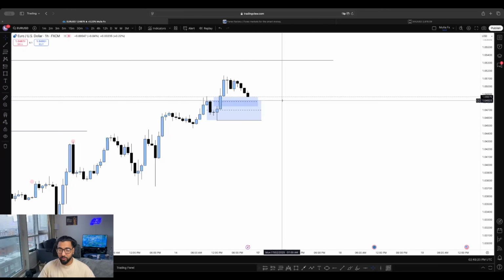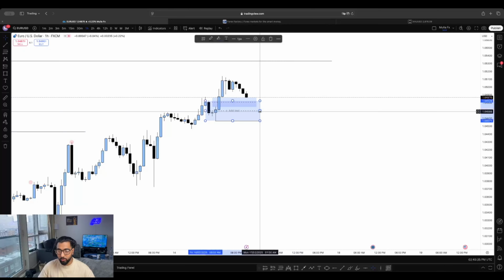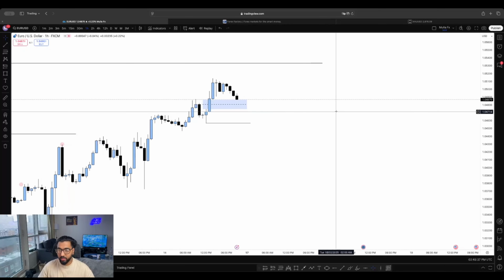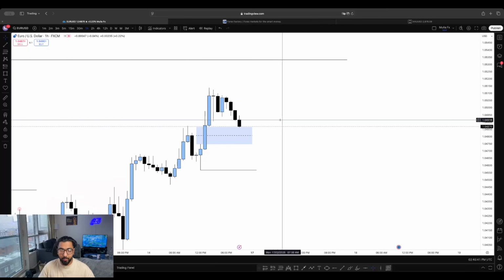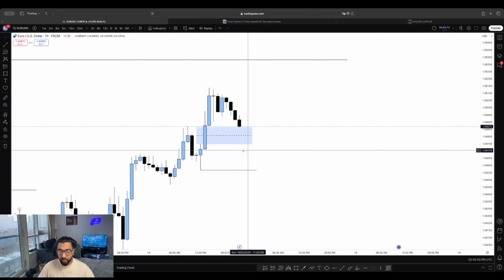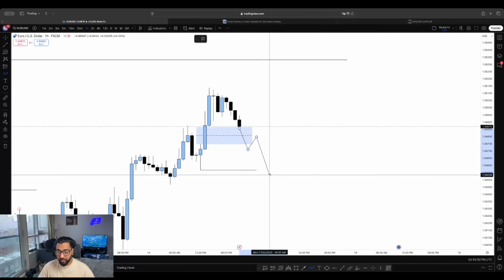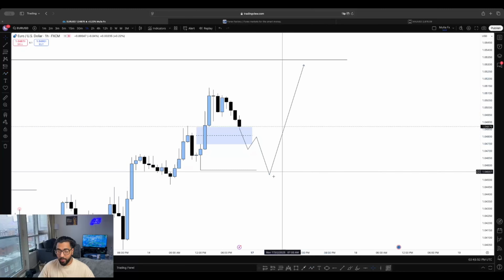So this one overlaps with the fair value gap. So I won't mess up my charts too much. I'll probably just keep this right here. And so now what I'm doing is I'm just going to wait and see how the market reacts. If the market just pushes right through this fair value gap, we know that most likely we might get a sweep of liquidity and then push to the upside. So these lows right here.